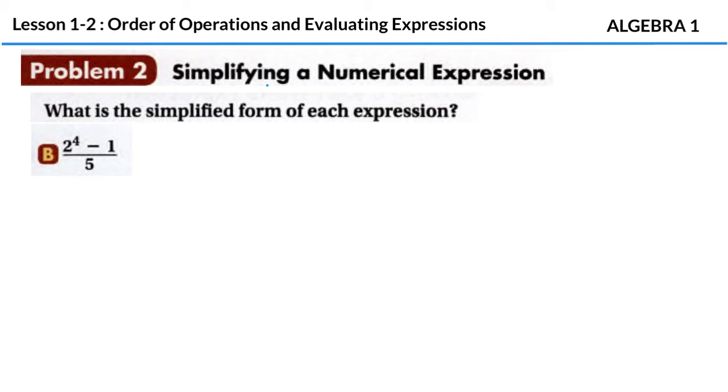Let's try this. What is the simplified form of each expression? 2 to the power 4 minus 1, the whole thing is divided by 5. Which operation will we perform first? Remember, we said a fraction bar is also like a parenthesis. It has to be treated first. So we will enter the fraction bar and we will perform this operation first.